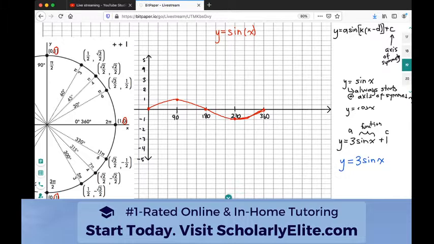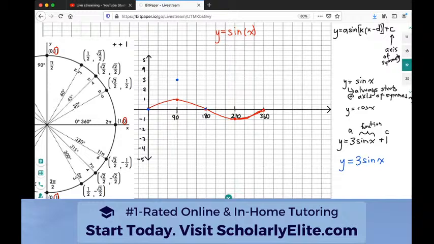Okay, so y equals 3 sine of x is just graphing the vertical stretch of this function. And all that means is that, again, we're multiplying the y values by 3. Because, again, it's vertical. So we start at 0, 0, because 0 times 3 is 0. At 90 degrees, instead of it being 1, it's going to be 3.